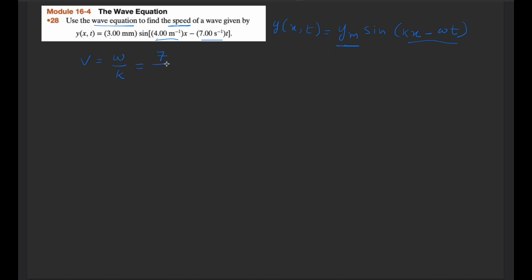If you divide 7 by 4, you will get 1.75 meter per second. The unit of wave speed is meter per second. So this is the answer. The speed of the wave is 1.75 meter per second.